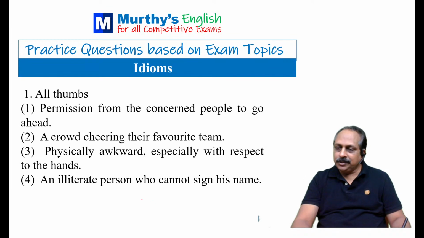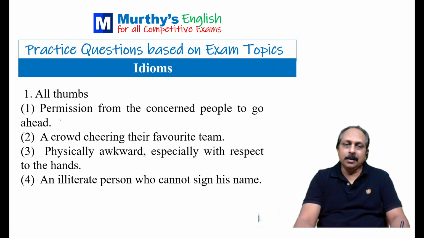Even today, many fruit sellers indulge in the same practice. Easy way to take in customers. A wonderful, Madhav. Indulge in the same practice. What is the answer? All thumbs. Students have started responding. Fraudulent means ABC. That's also a good expression. Permission from the concerned people to go ahead, not correct. A crowd cheering their favorite team, not correct. Physically awkward, especially with respect to the hands. So this is the answer.